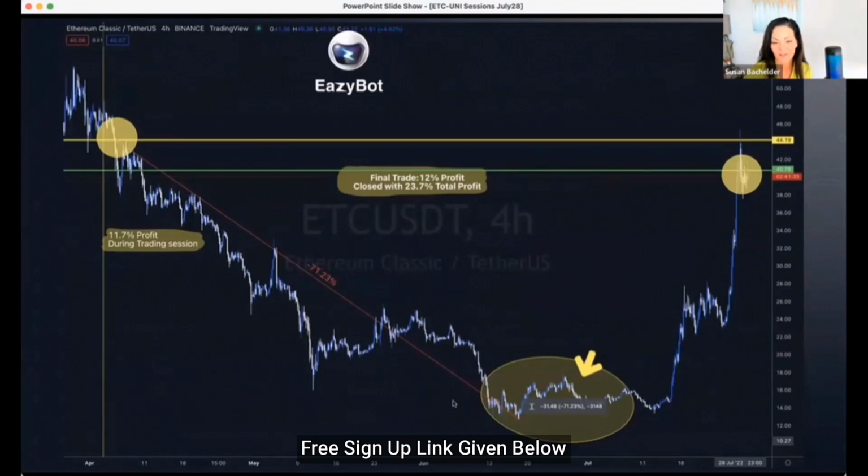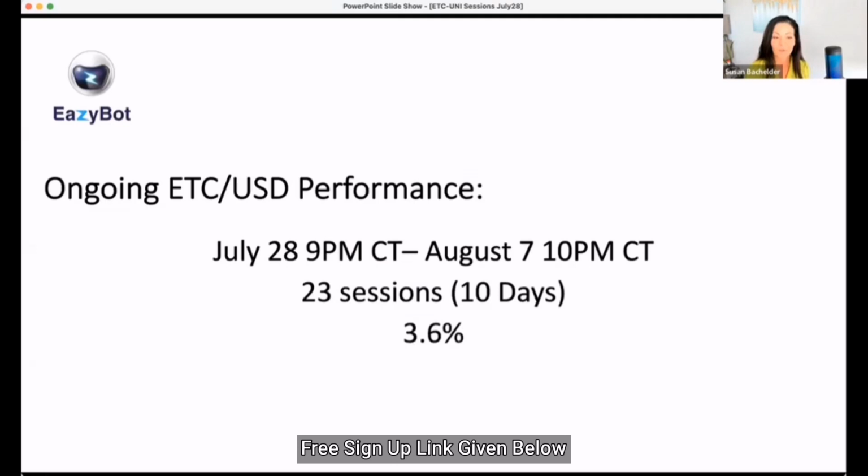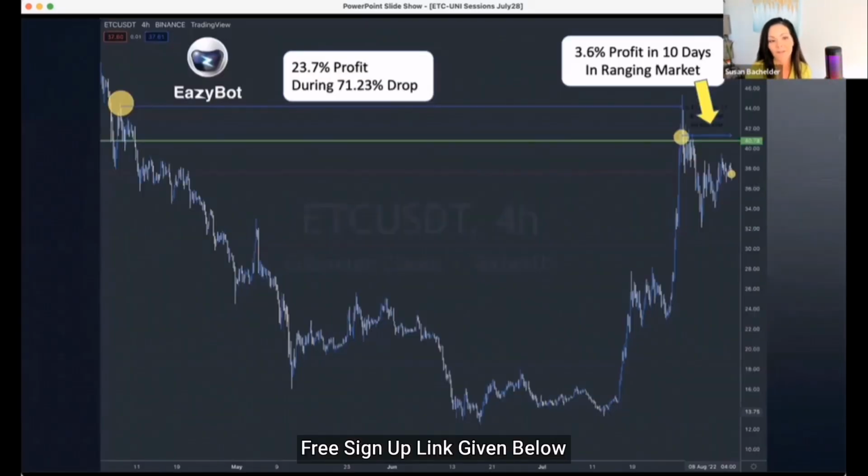We got 11.7% during that trading session, which also withstood a more than 70% market drop, 71.23% in fact, to be specific. And once again, here is the example of that stretch that waited for the retracement, 23.7% total profit on this session. So what happened with ETC after it closed that long session that had to come through the crash? Since July 28th until August 7th, last evening at 10 p.m. my time, 23 sessions have opened and closed over the last 10 days, resulting in a 3.6% overall gain. Pretty impressive. That's a lot to celebrate, and that's just one coin.